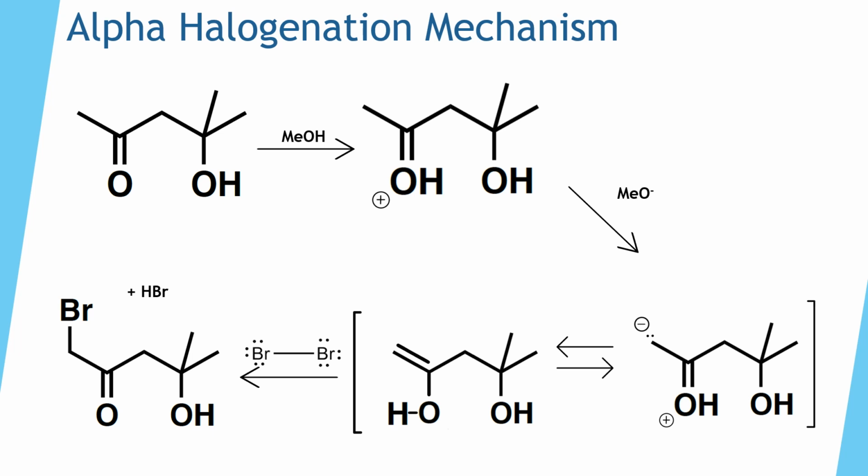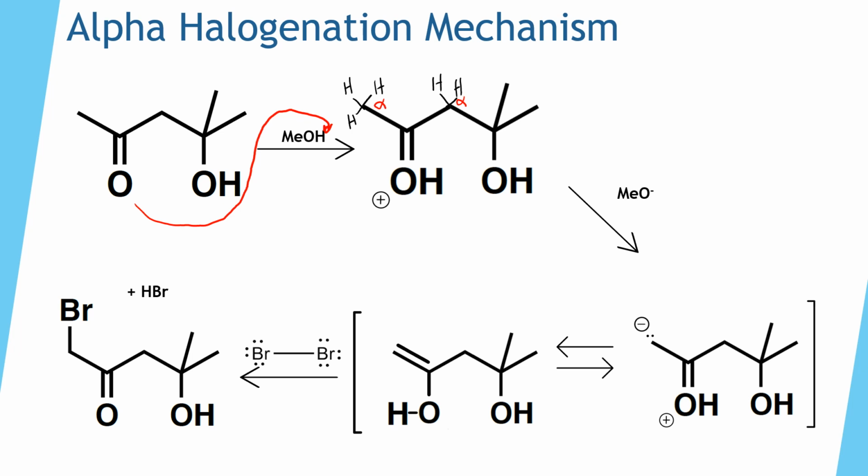So I set up a mechanism, and we're going to start with the carbonyl group attacking a proton from the methanol. So now we have a methoxide, and the methoxide is a good nucleophile and a good base. Also notice that we do have 2 alpha positions, and these protons are very acidic.